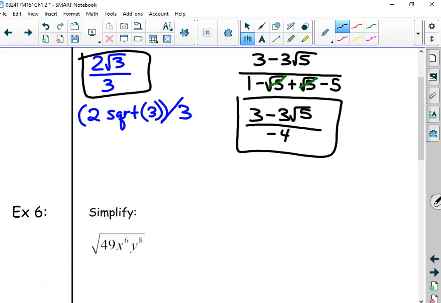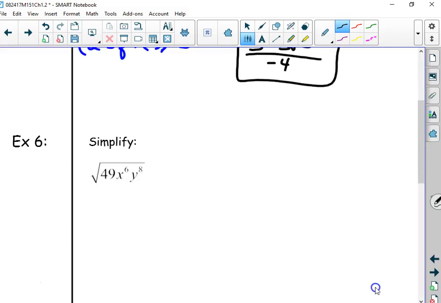Okay. On to some simplifying. Okay. Square root of 49, x to the 6, y to the 8. What I'm going to do is take this implied root here of 2, and turn it into a fractional exponent. I am going to keep the number as the square root of 49 because when I have to come up with a number, I usually leave it as a radical. Times x to the 6 divided by 2. So I took away the square root symbol and put in division by 2. Same with the 8. And this simplifies to 7, x to the 3rd, y to the 4th.